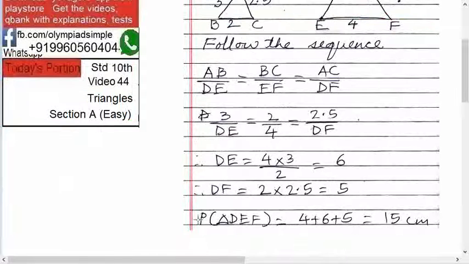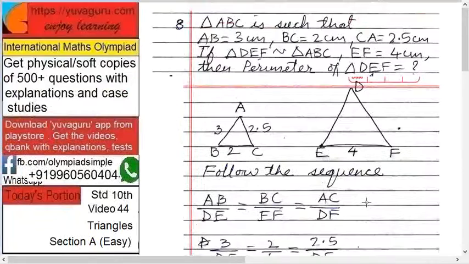Therefore the perimeter of triangle DEF equals 4 plus 6 plus 5. So it is 15 centimeters. That is the required answer.